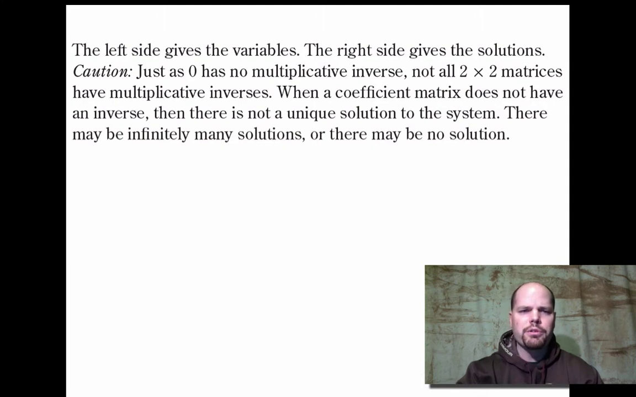Now this doesn't always work. The left side will just give the variables. The right side is the solutions, but caution, just as 0 doesn't have a multiplicative inverse, not every 2 by 2 matrix has a multiplicative inverse. So if you have a coefficient matrix that doesn't have an inverse, there's not going to be a unique solution. So there's two things that could happen. There could be infinitely many solutions or no solutions. So that's those parallel lines that could be non-intersecting or coincident, where they're the same line.